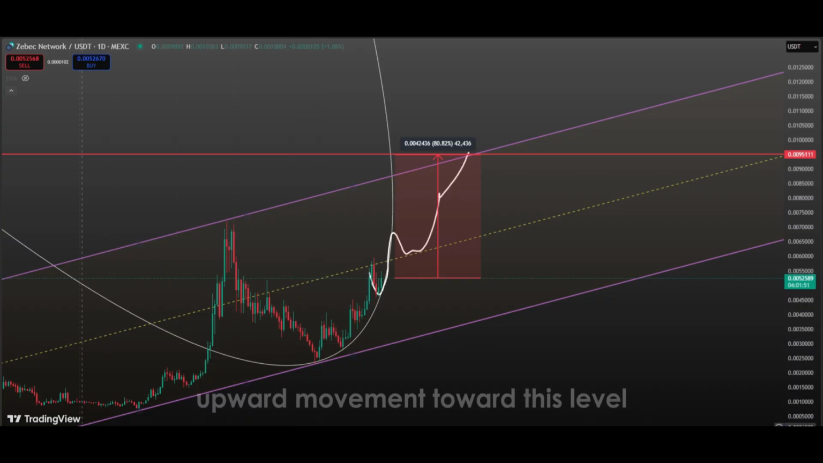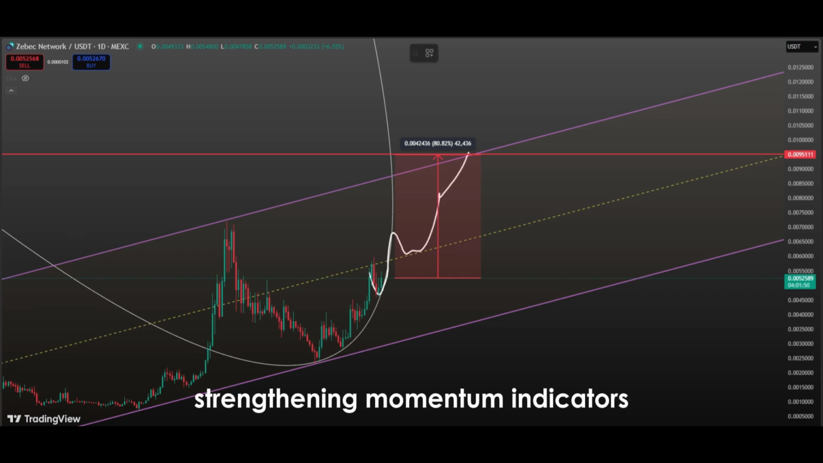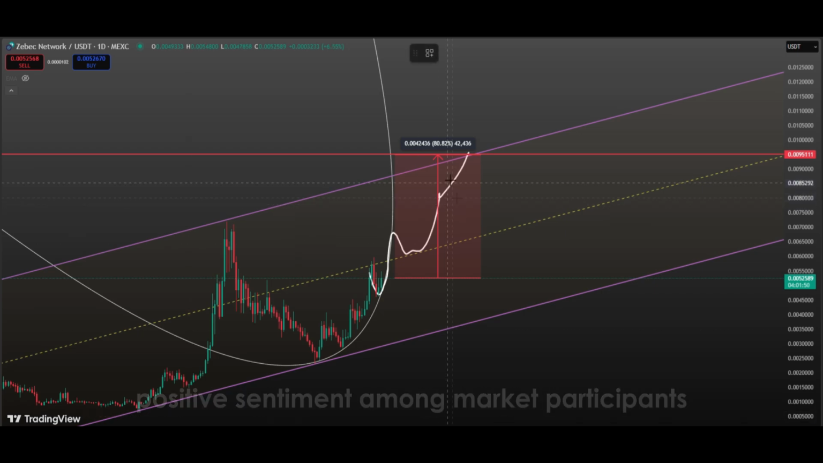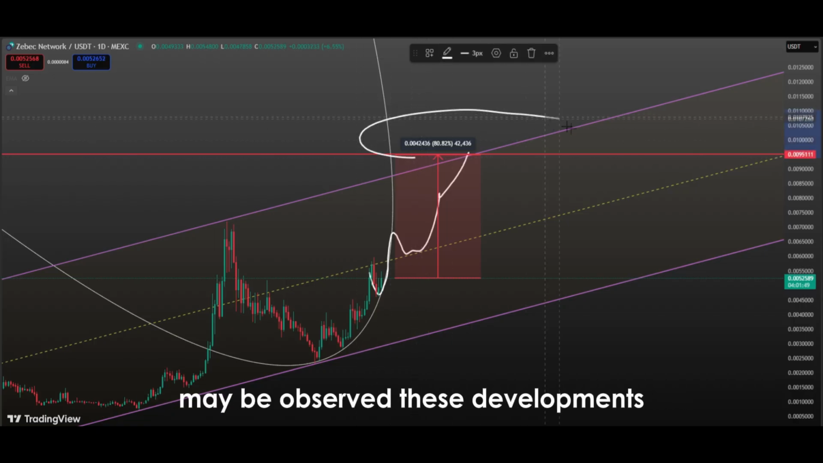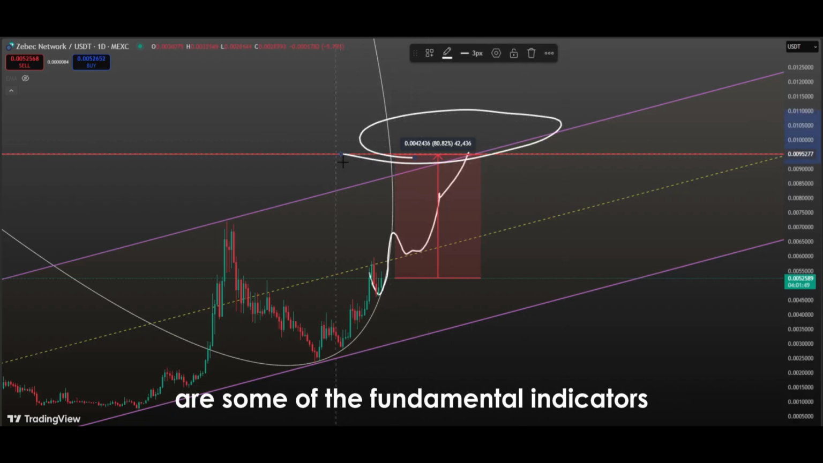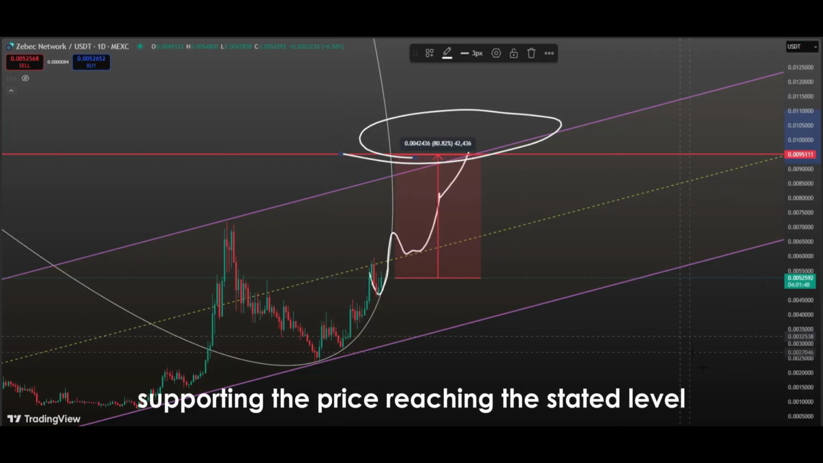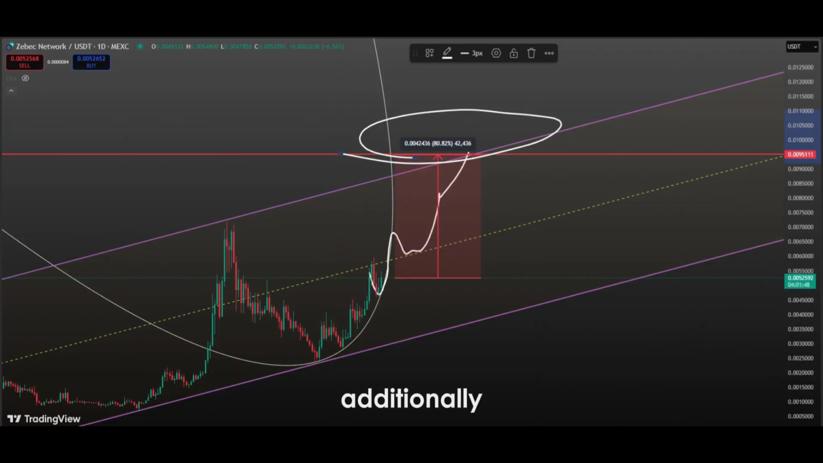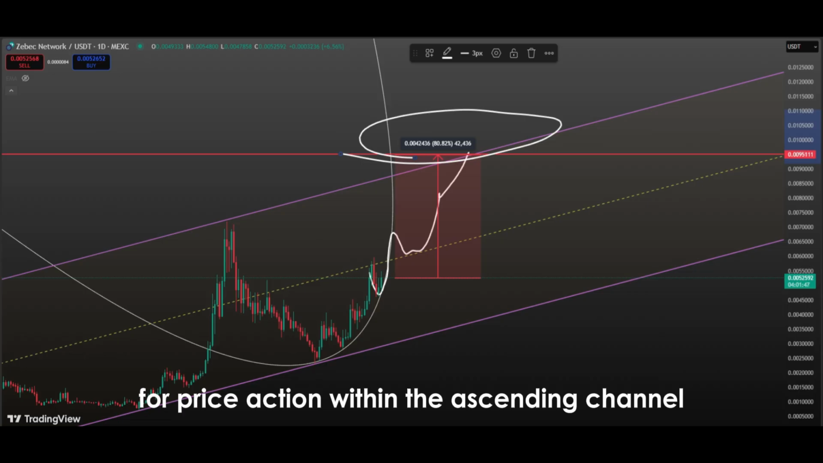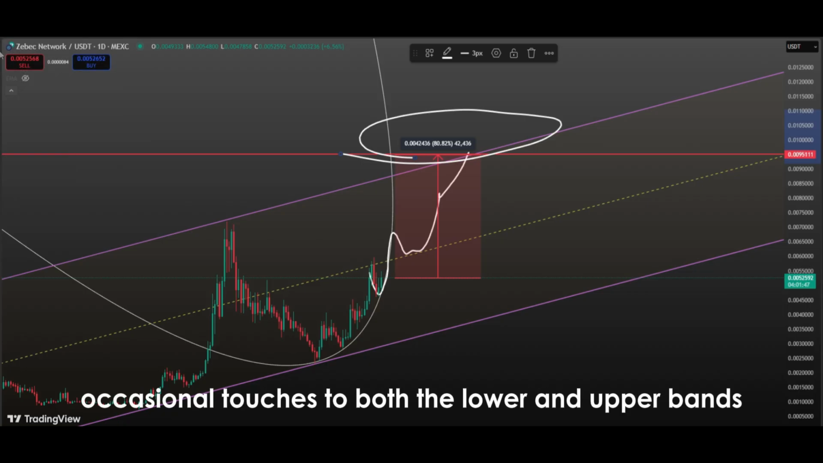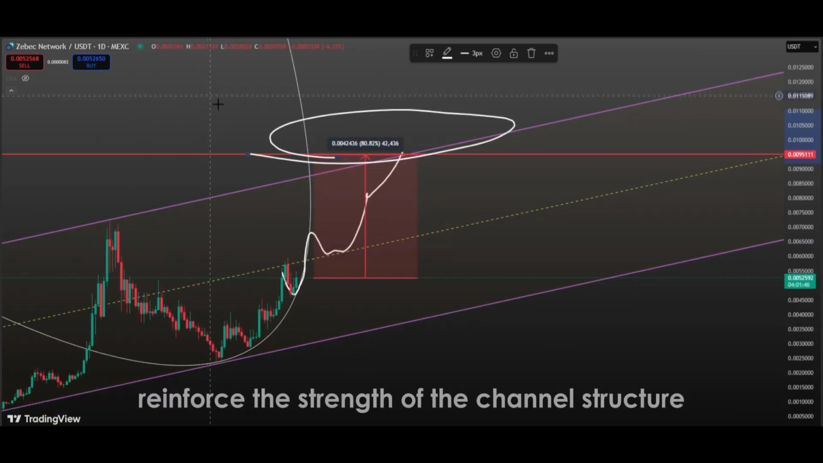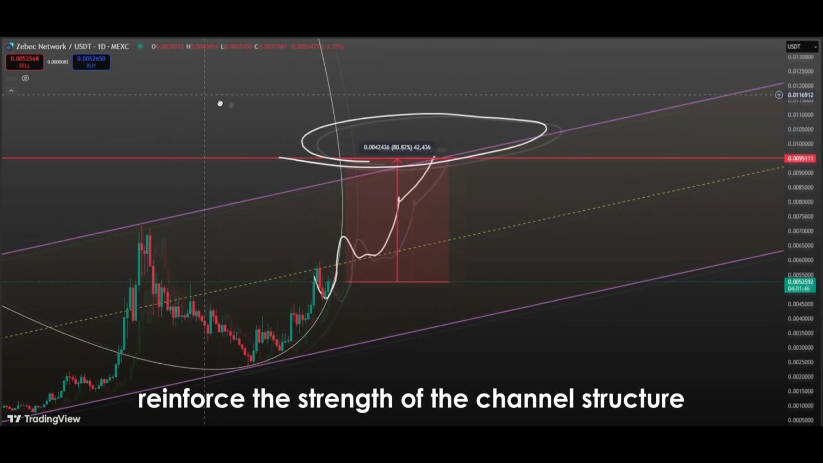Therefore, during the upward movement toward this level, an increase in trading volume, strengthening momentum indicators, and a noticeable positive sentiment among market participants may be observed. These developments are some of the fundamental indicators supporting the price reaching the stated level. Additionally, for price action within the ascending channel to be considered healthy, occasional touches to both the lower and upper bands reinforce the strength of the channel structure.